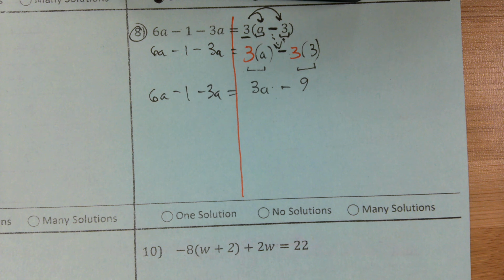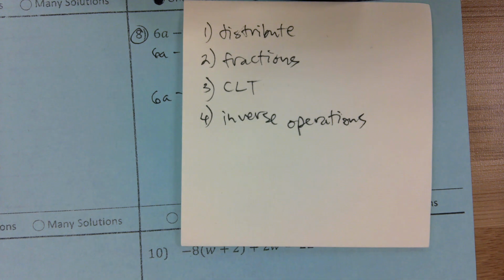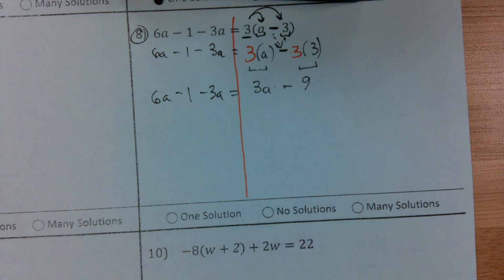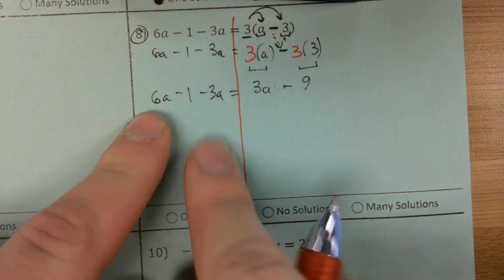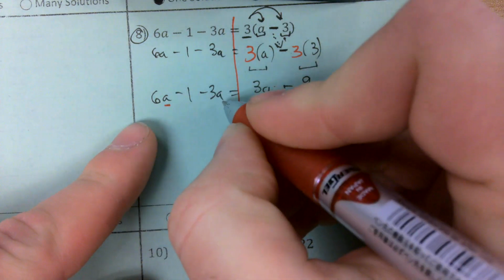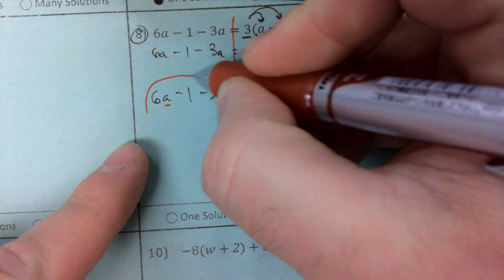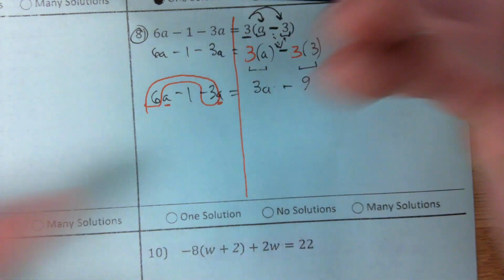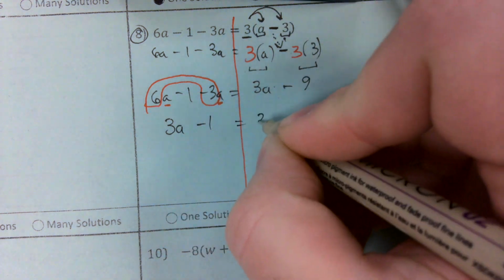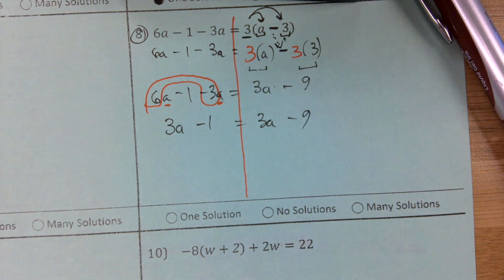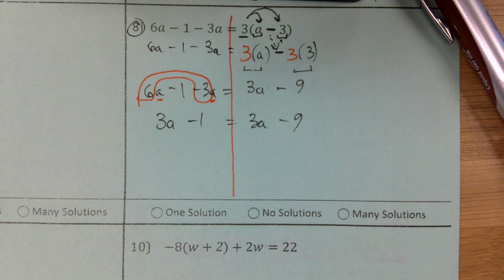We move down our solving order and we see there's no fractions to bust, so it must be time to do what? Combine those like terms. What are our like terms on the left-hand side here? That's right, we've got an A and an A. We'll combine those terms. 6 minus 3 gives us 3A. So we get 3A minus 1 equals 3A minus 9.